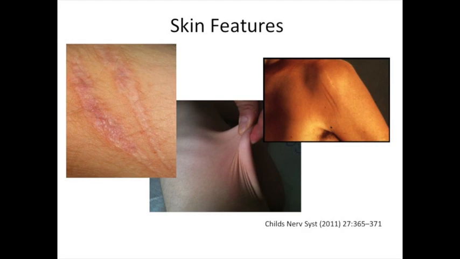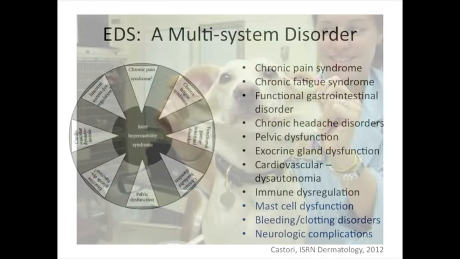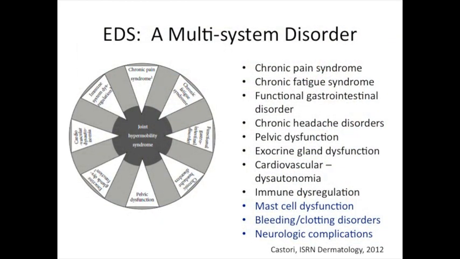And the skin features, as you've heard, the atrophic scarring and stretchy skin and skin fragility. There we go. That's a very stretchy animal model.